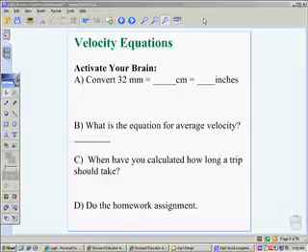In this lesson, we're going to be looking at several different equations that deal with velocity. Before we do that, though, let's look at the top of our packet, and we have a section called Activate Your Brain. Would you please warm up by doing these problems? Go ahead and pause the video, complete the parts A, B, and C, and then turn it back on to check your answers.